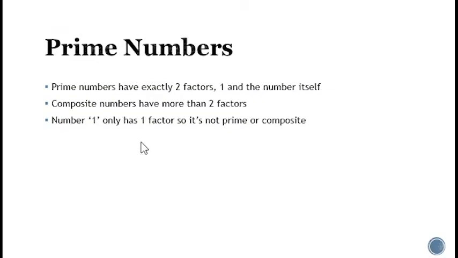Prime numbers have exactly 2 factors, 1 and the number itself, as it can be only divided by 1 and itself. And composite numbers have more than 2 factors. Basically, composite and prime numbers are the opposite of each other. Take note that number 1 only has 1 factor, so it's not prime or composite.